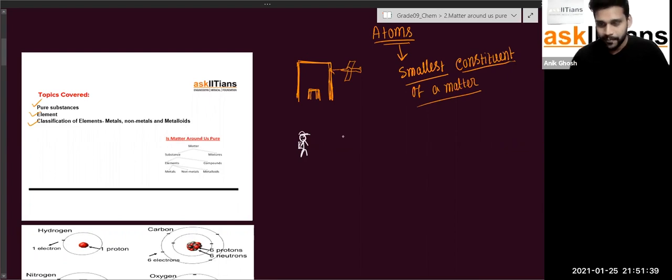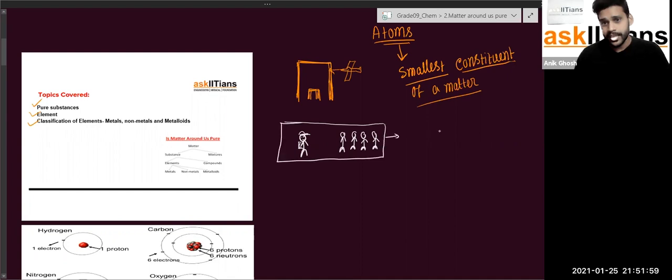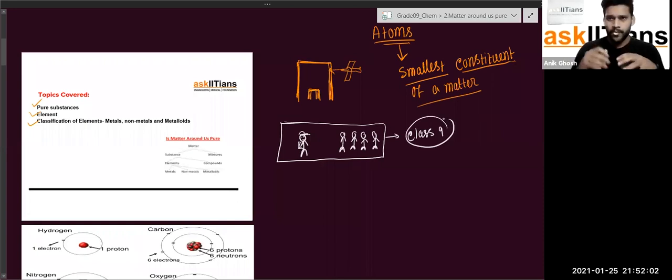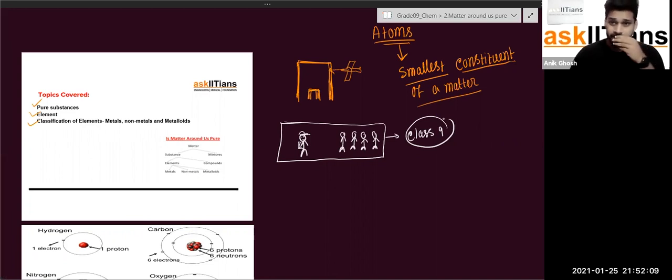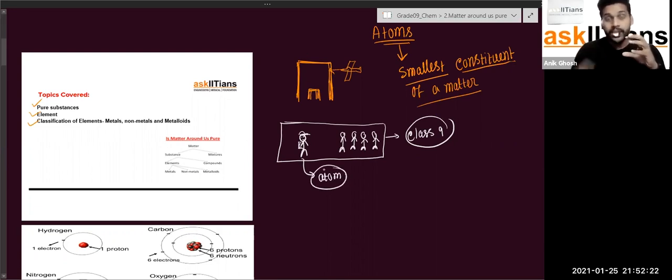You have met so many people like you, but you don't know them so far. Right now, all of you are sitting in a room of class 9, isn't it? About 40 to 50 students are there in class 9, all sitting there. Now the thing is, you are an atom of that class, because you are the building block of that class. You are the smallest constituent of that class.